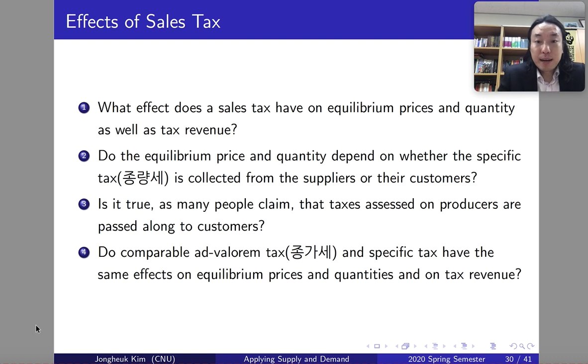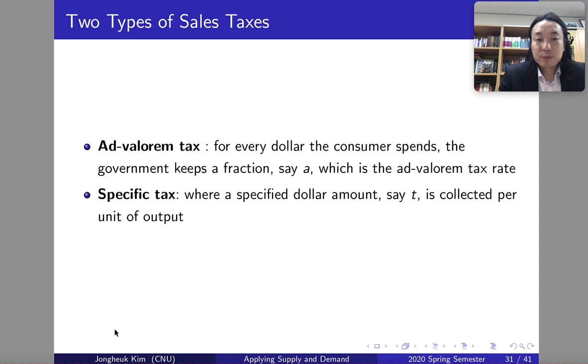So we're gonna study two types of tax. One is the specific tax. Specific tax is the general form of tax, and the other type of tax is the ad valorem tax. In Korean, specific tax is called 종량세, and the ad valorem tax is called 종가세. Let's go to the definitions of those two things.